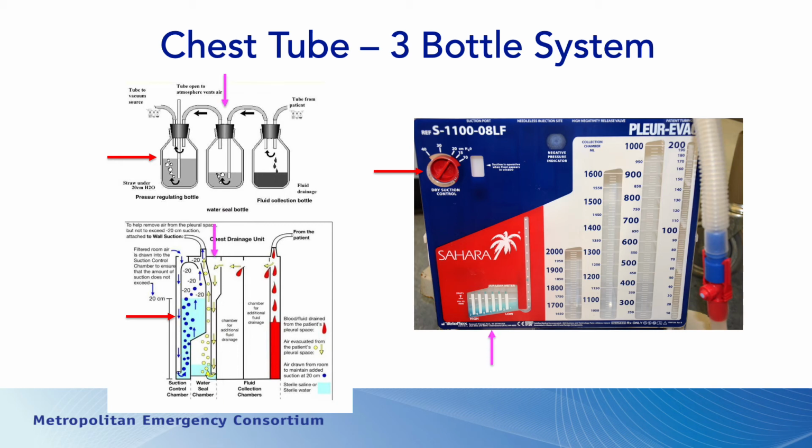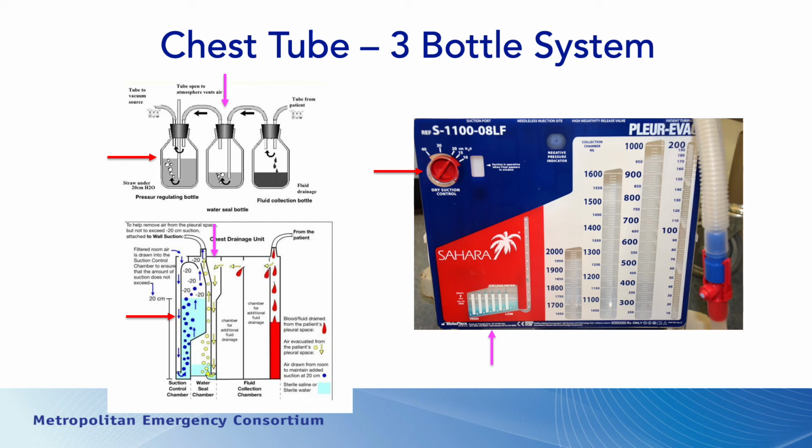So the second bottle is the pink arrow. That's the water seal. In the old days, we would put water into the plastic device that would serve as the water seal. And in the new device, it's just a dry setup. You don't have to worry about water.